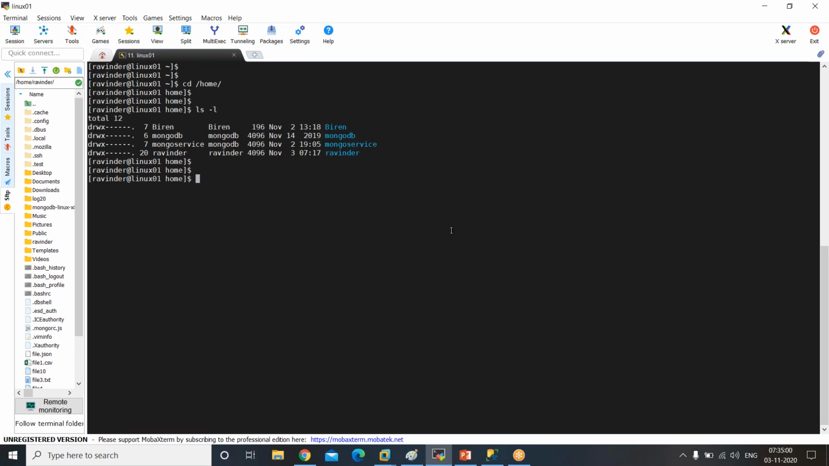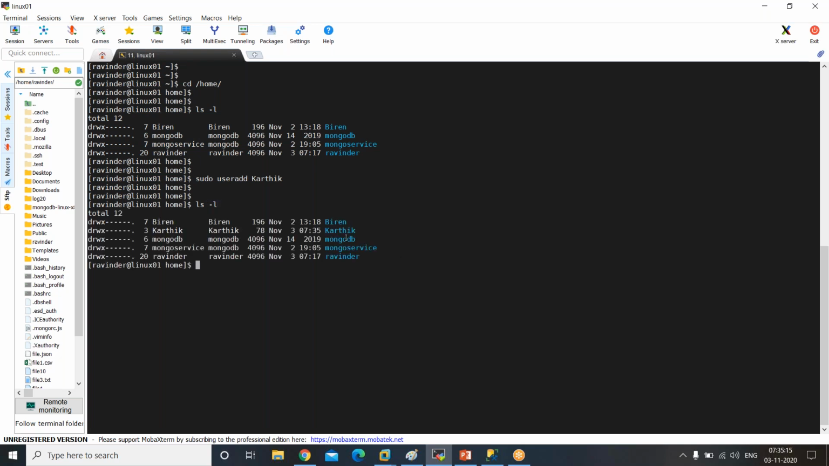So I'm going to create a user. Sudo is mandatory to create a user. sudo useradd karthik. Just for the sake of this, I'm creating a Karthik user. As soon as I create it, it will create a folder. The Karthik folder got created. He is a user now.